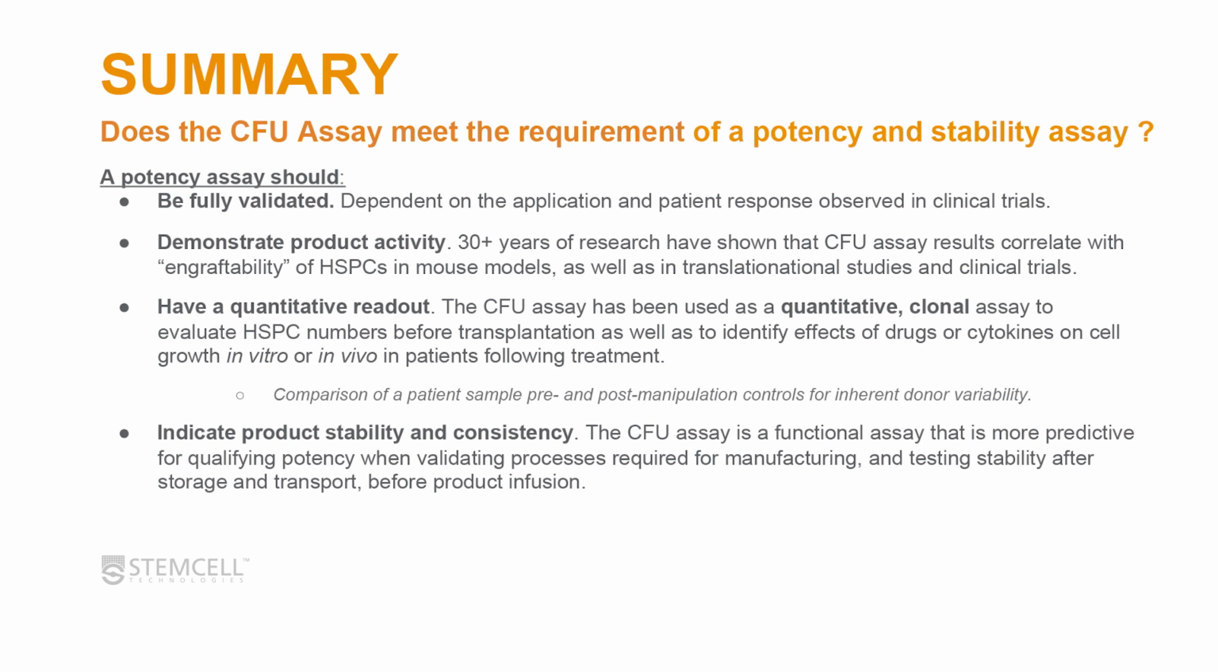The CFU assay, of course, is quantitative, it's clonal, and it does allow one to evaluate hematopoietic stem and progenitor numbers before as well as after transplantation. You can also use it to identify the effects of drugs, which I showed you briefly, or the effects of cytokines on cells. In fact, that's how we identified hematopoietic cytokines, using the CFU assay, replacing conditioned media with recombinant cytokines to really identify what they do functionally. And if you compare patient samples pre and post manipulation or treatment, that can really get rid of, as we discussed at the beginning, the inherent donor variability for these products.